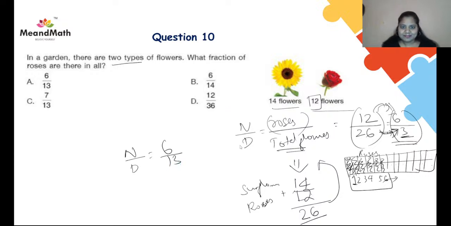Alright, let us see which is the correct option. Option A is the correct option here. I hope you are understanding how we are converting this 12 by 26 to 6 by 13. If you have any doubts, you can put them in the chat box and I'll explain it again.